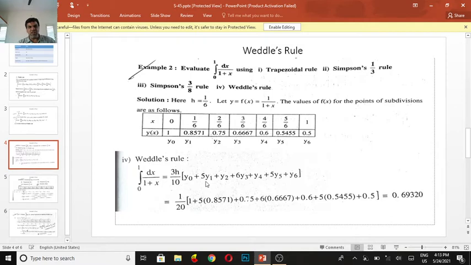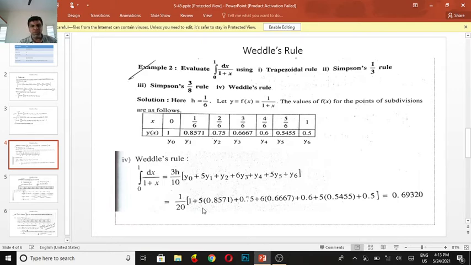So substituting the values, h is 1 by 6. See, h is 3, so substituting 3 into 1 by 6 divided by 10. So 3 into 1 by 6: 3 1s are 3, 3 2s are 6, suddenly 1 by 2, we get 1 by 2 divided by 10. So suddenly we get 1 by 20.